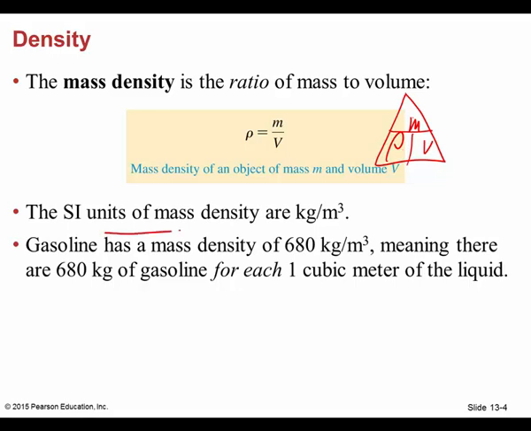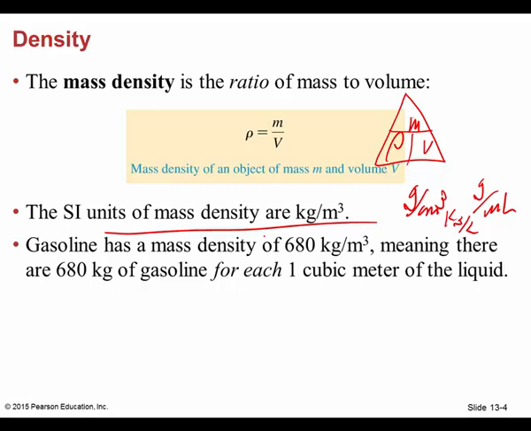Now, the SI units of mass density are kilograms per meters cubed. However, we do use this right here a lot, grams per centimeters cubed. So many times on various tables where you see the densities listed, you may see it listed grams per centimeters cubed or grams per milliliter. You will see it written that way. And you might even see it written in kilograms per liter. We could write it that way, kilograms per liter. But the SI is kilograms per meters cubed, okay?